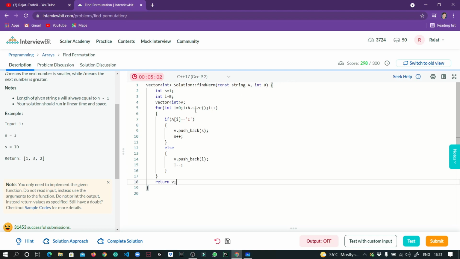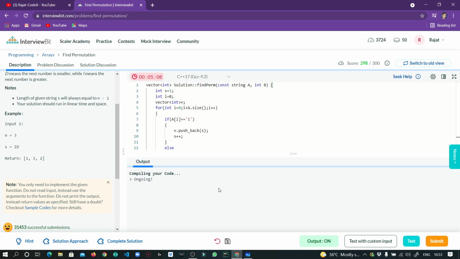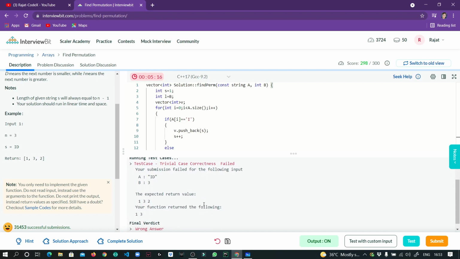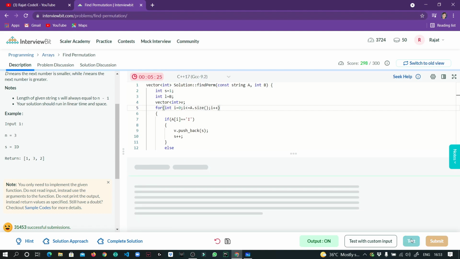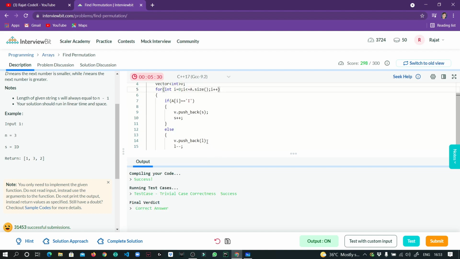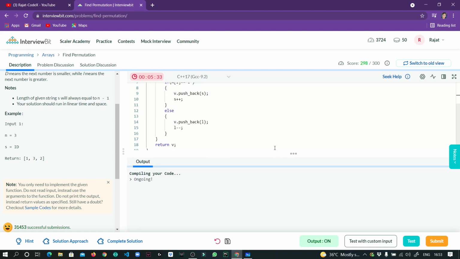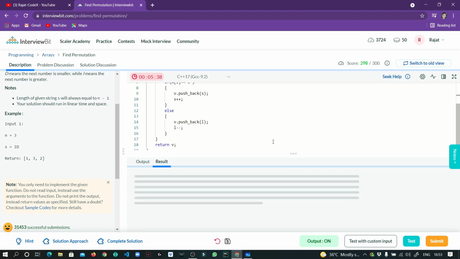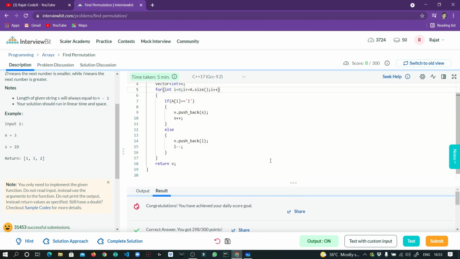Let us check the logic once. Okay, the submission failed for the following input. Oh, okay, it should be equal to, because n minus 1 is given over here. So let's see. Yeah, so it's done. This was pretty much it.